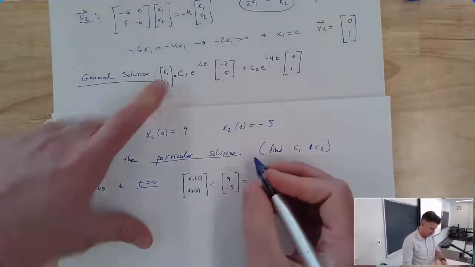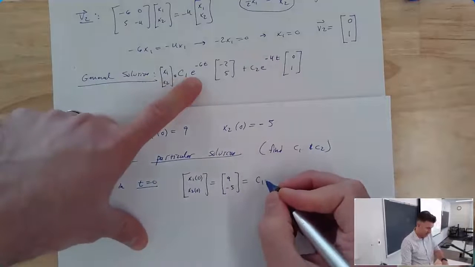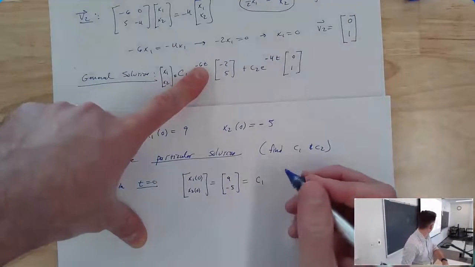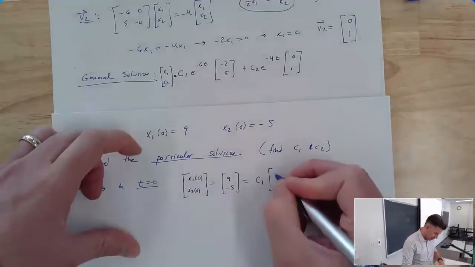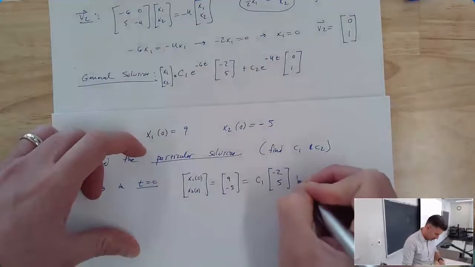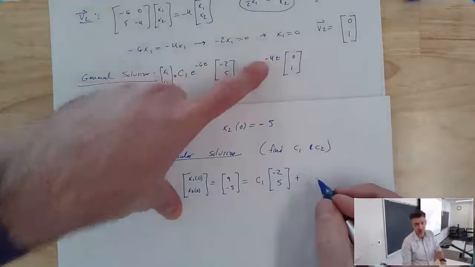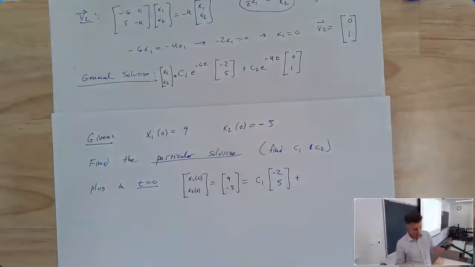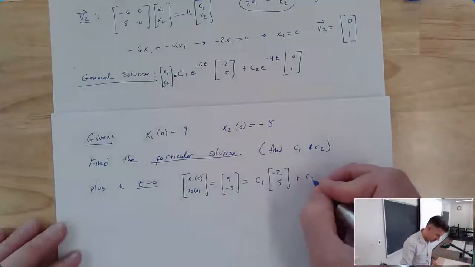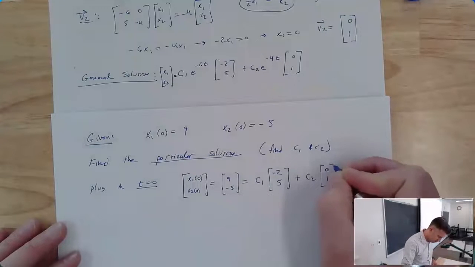And it's equal to C1 e to the 0, which is 1. I don't think we really need to plug that in. So you get C1 times -2, 5 plus C2 times e to the 0 times 0, 1. That's why almost always, although not 100% of the time, your t value is just going to be 0, because it's going to be easy. Although they can give you an initial condition where t is equal to something else.